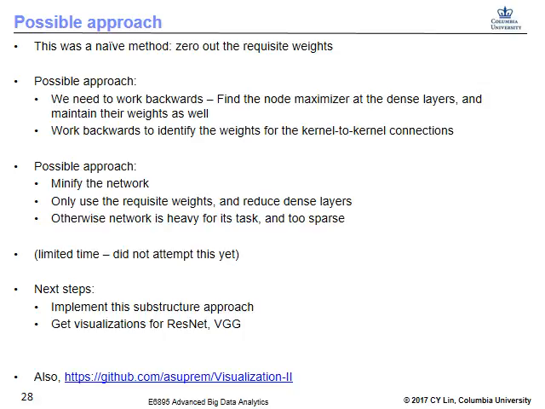Another approach could be to only use the weights we desire, and instead of setting everything else to 0, get rid of everything else. This might prevent unnecessary computation and make the network lighter for this task. So that would be my future approach, and again, all the code is at my GitHub.